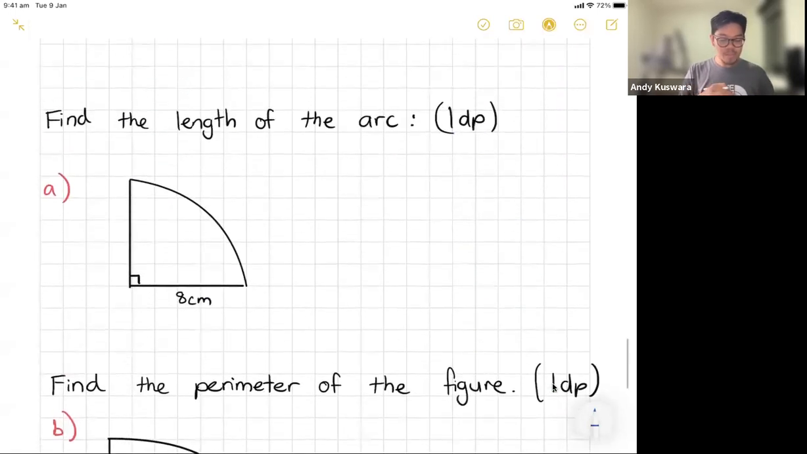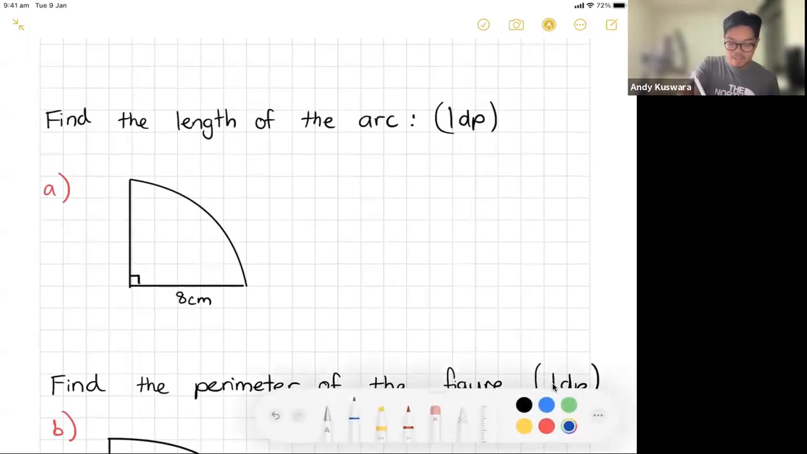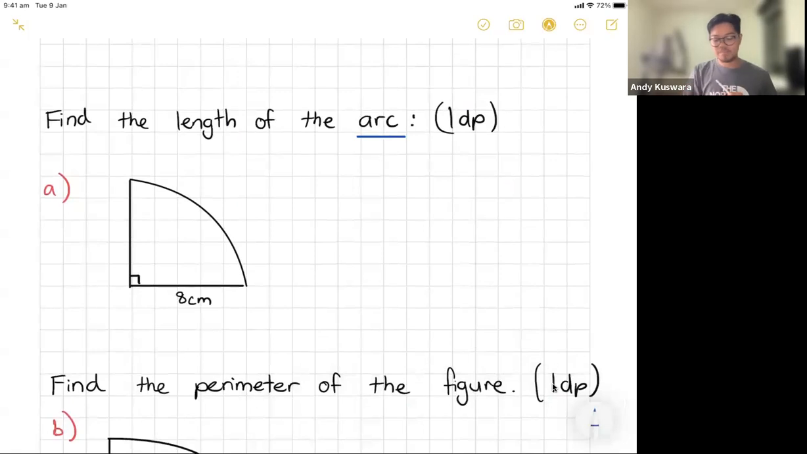Now, what they might also ask you is to find the length of the arc. If they ask you for the length of the arc, they're only asking for a small portion of the circle. So they're asking for that part there. That's it. Just that little curved bit.